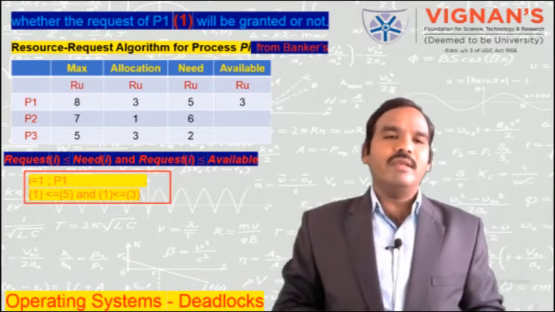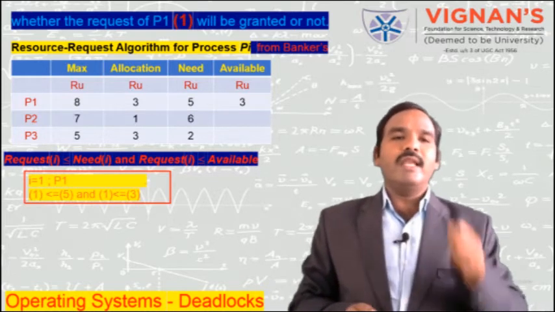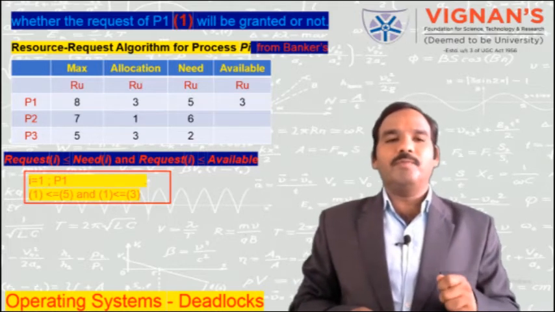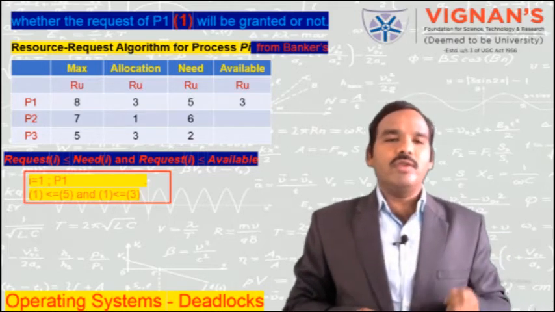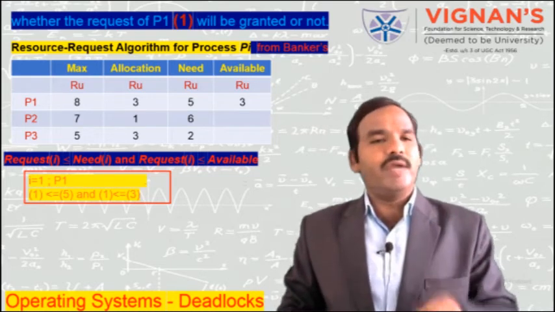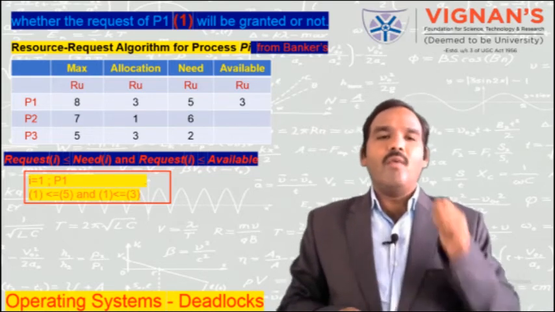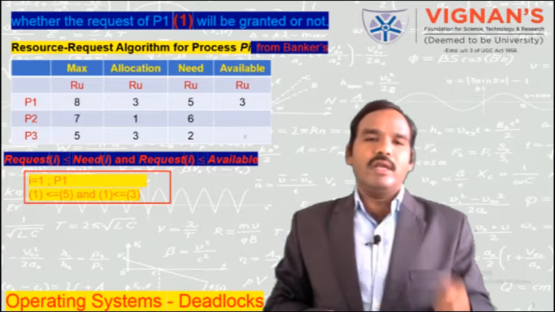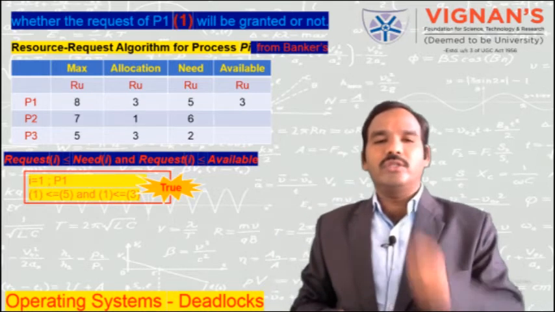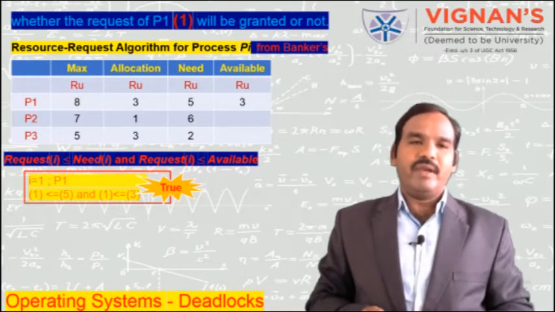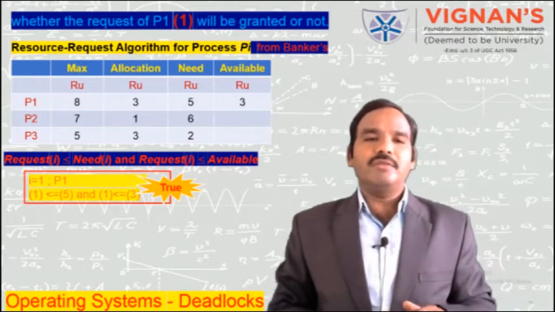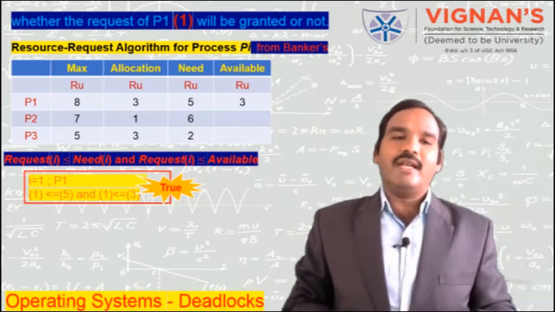What is the i value here? The i value is 1, that is P1. What is the request of P1? One instance of RU. 1 is less than or equal to 5, that is true. And 1 is less than or equal to 3, that is also true. True and true is true. So this condition is satisfied. If these two conditions are satisfied, then update the data structures.